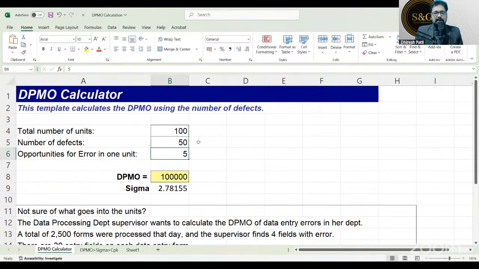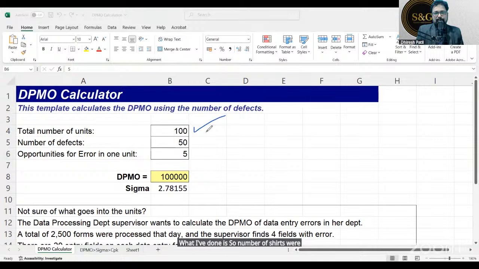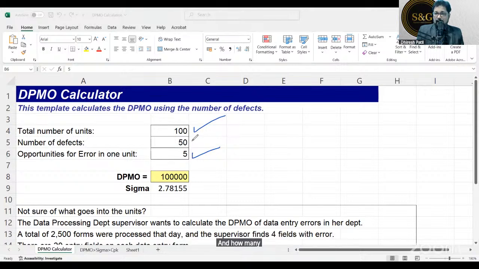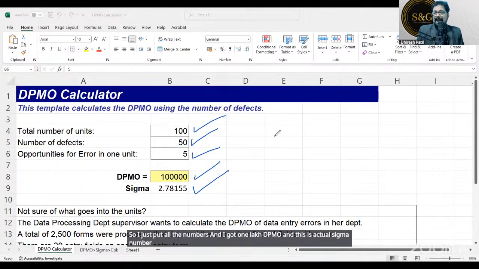Everybody, here you can see what I've done. The number of shirts was 100. Five is the number of defect opportunities, and the number of defects actually observed was 50. I put in all the numbers and got 1 lakh DPMO, and this is the actual sigma number, which we found to be approximately 2.75.